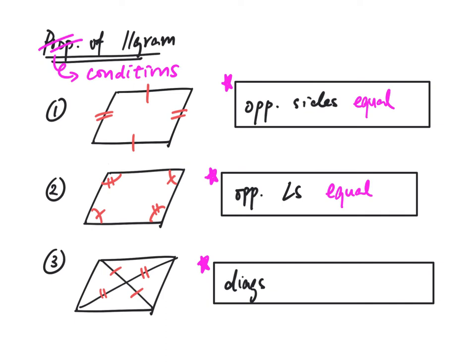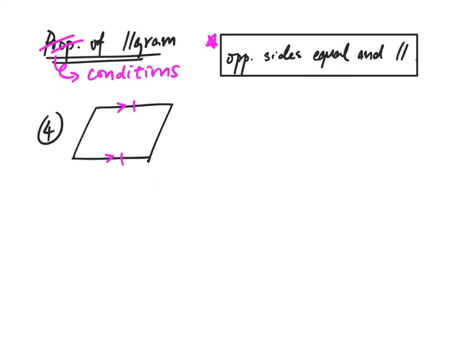a parallelogram. And for the diagonals, we say that if the diagonals bisect each other, that means the diagonals meet each other at its midpoint. So this side is equal to this side, and the shorter side here is equal to this shorter side. And we say that this is also a parallelogram. Last but not least, we have a reason called opposite sides equal and parallel.